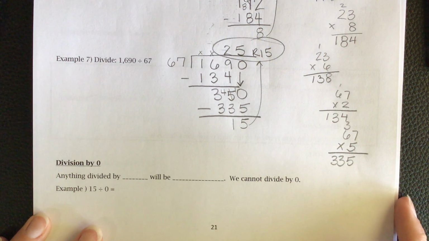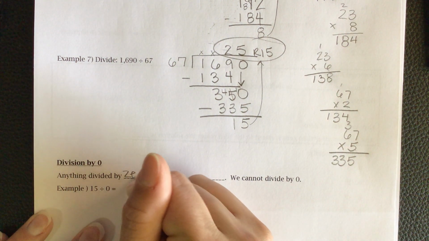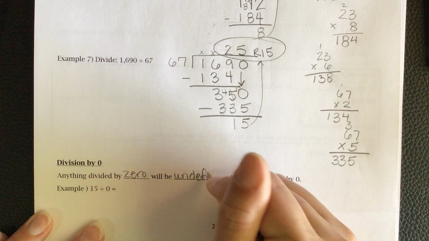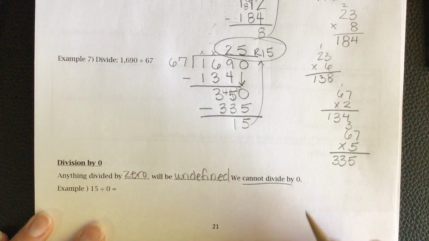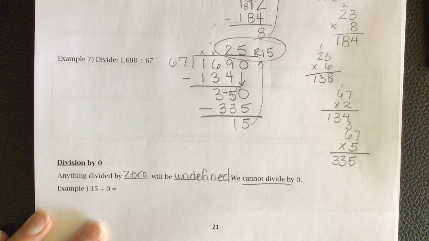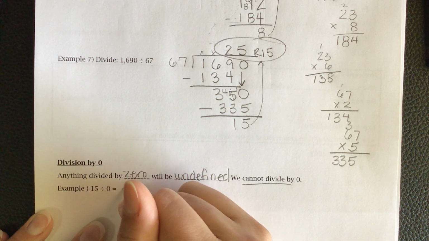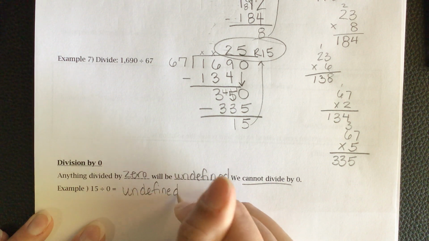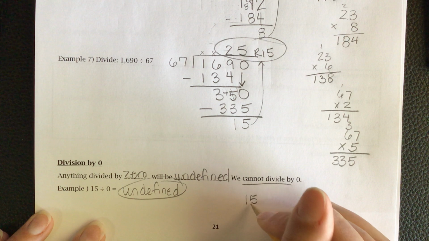Division by 0. Anything divided by 0 will be what we call undefined. We cannot divide by 0. So 15 divided by 0, we would just write the answer as undefined. That would be the solution. You would see this as this.